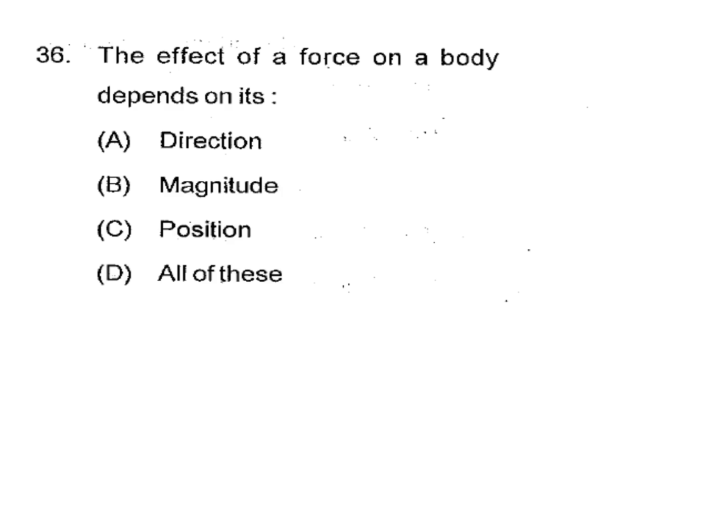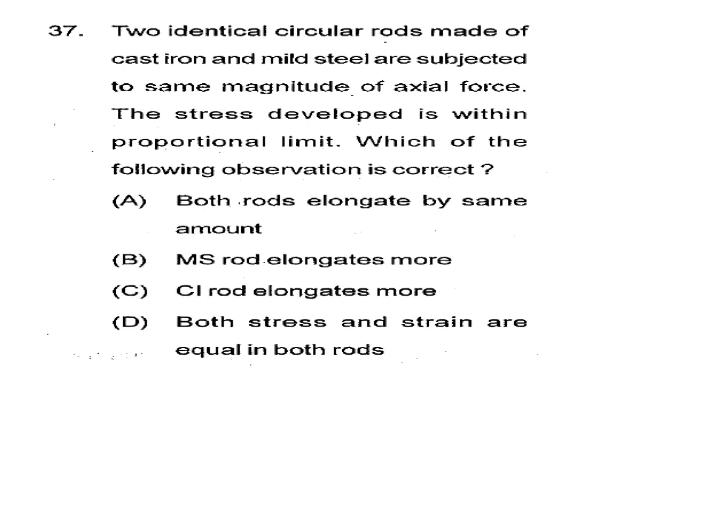Question is, two identical circular rods made of cast iron and mild steel are subjected to same magnitude of axial force. The stress developed is within proportional limit. Which of the following observations is correct? A. Both rods elongate by same amount. B. MS rod elongates more. C. Cast iron rod elongates more. D. Both stress and strain are equal in both cases.